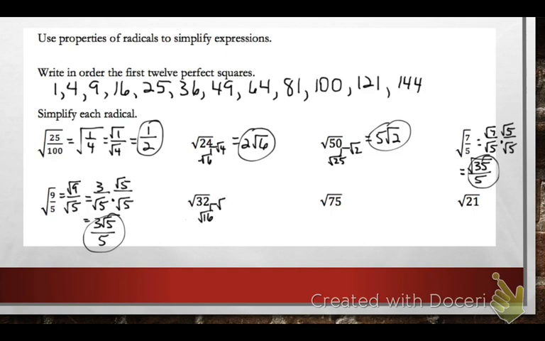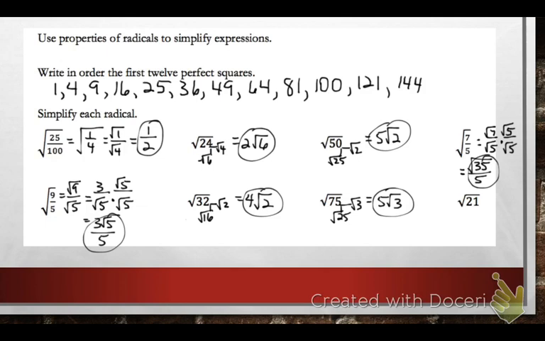Now the square root of 32, that's not a perfect square, but I can think of a factor pair that does have a perfect square: the square root of 16 times the square root of 2. The square root of 16 is 4, and then I'm left with the square root of 2. Same thing with 75. Let's break that up into the square root of 25 times the square root of 3. The square root of 25 is 5, so that's 5 times the square root of 3.